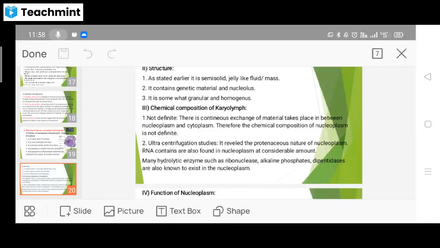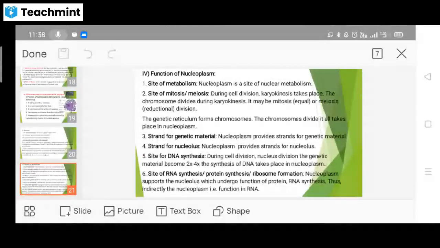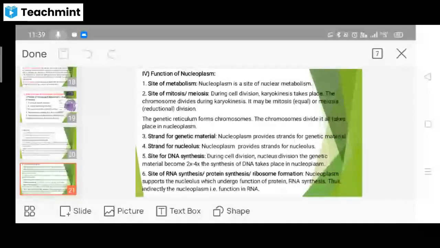Then the next one is the function of the nucleoplasm. The nucleoplasm is a site of metabolism. Various reactions are carried out in this nucleoplasm. Also, this nucleoplasm is the site of mitosis and meiosis. As you know, cell division mostly takes place in the nucleus, where karyokinesis takes place.